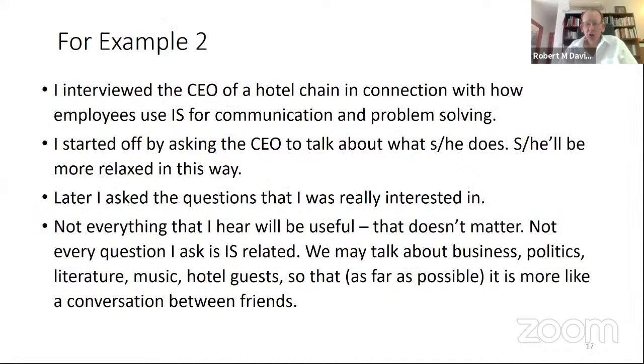In another situation, I was doing research in a hotel chain. I talked to the CEO about how employees use information systems for communication and knowledge sharing and problem solving and so on. And so I'm going to start off with very gentle conversation questions. See if we have some common interests, see if we have common topics before I get to the important questions.